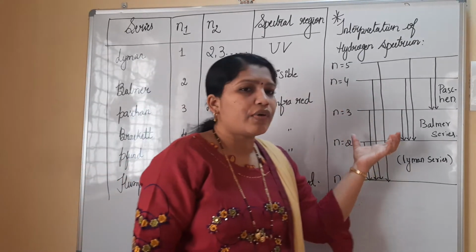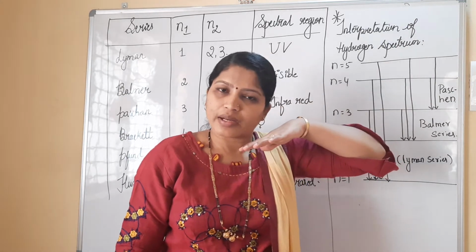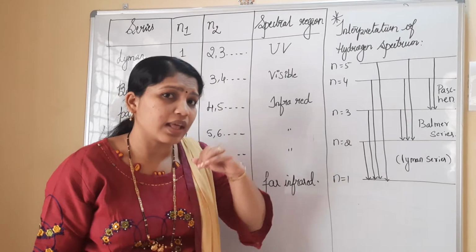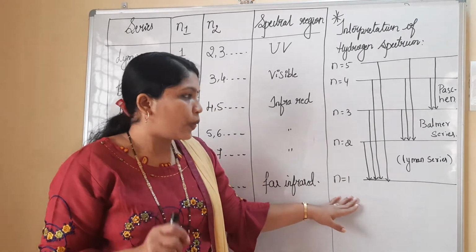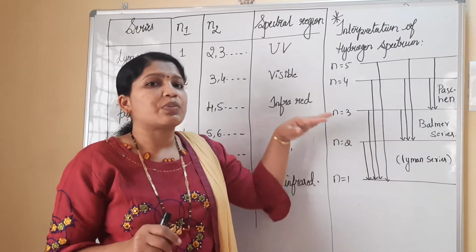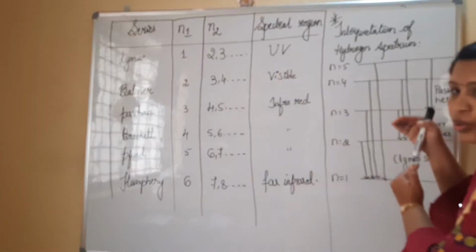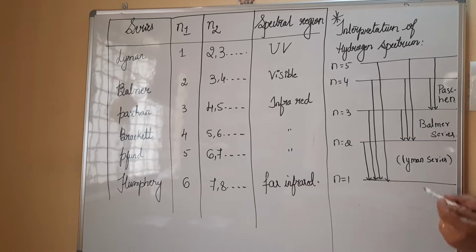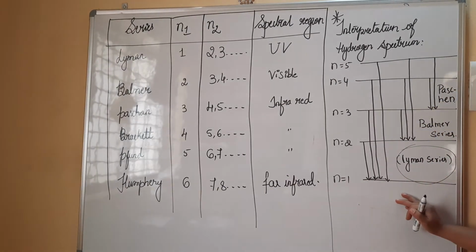Whoever all electrons are jumped to the different energy states, they must come back. While coming back, if electrons come to n equal to 1, I repeat my words, when electrons which are present in different energy states come back to the n equal to 1 value, then that series is called the Lyman series. That is called the first series, the Lyman series.